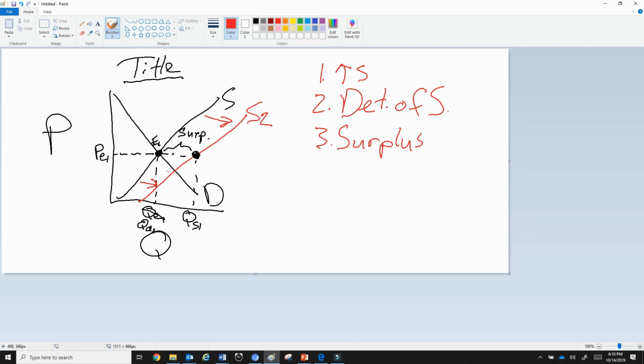Now the market automatically wants to go to equilibrium. We're not at equilibrium. The new equilibrium is right here, this big giant dot. We're going to call that E2. And now we're going to make some labels. This right here is price at equilibrium 2. And this right here is the quantity at equilibrium 2.